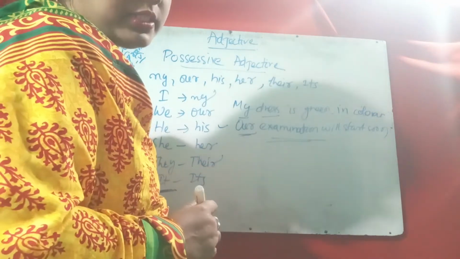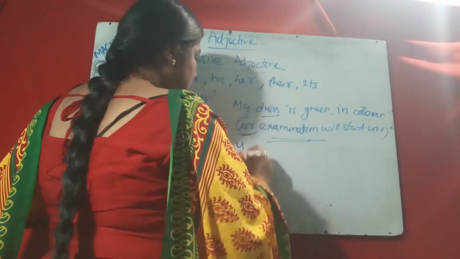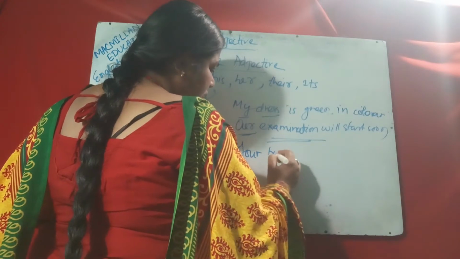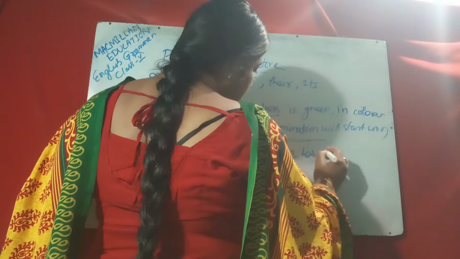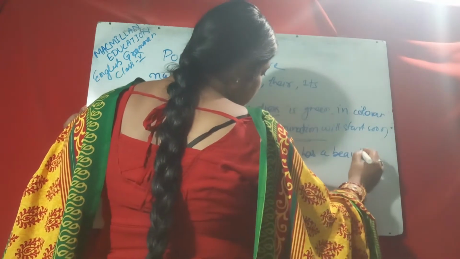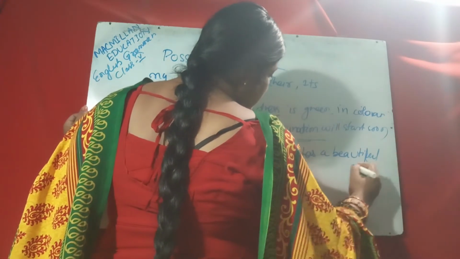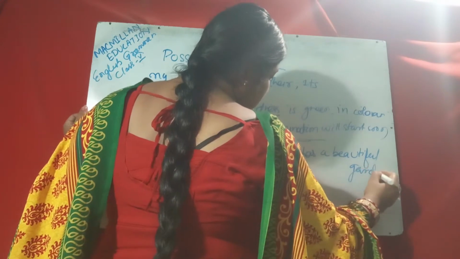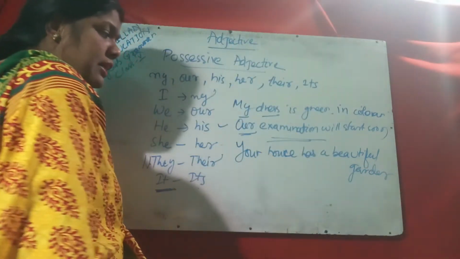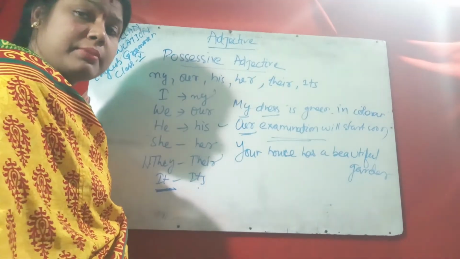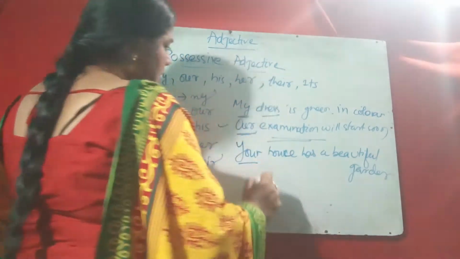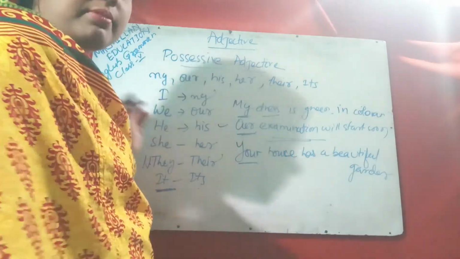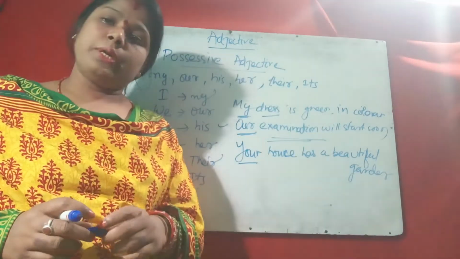Suppose: your house has a beautiful garden. If I ask the question, whose house has a beautiful garden? The answer is your house. So here my, our, your are called possessive adjectives. Okay.